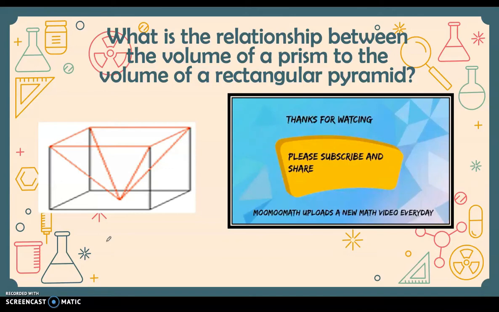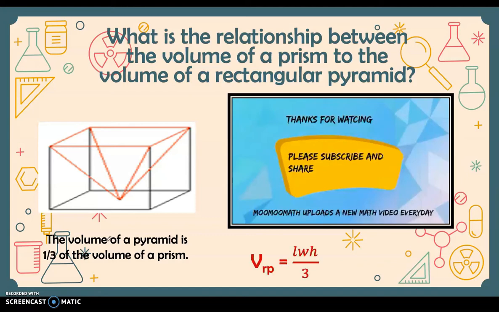The link of this video is also in the description part. So in the video, we can also conclude that the volume of the prism is thrice the volume of the pyramid, and the volume of the pyramid is 1/3 of the volume of a prism. Therefore, we can say that the formula for the pyramid with a rectangular base is length times width times height divided by 3.